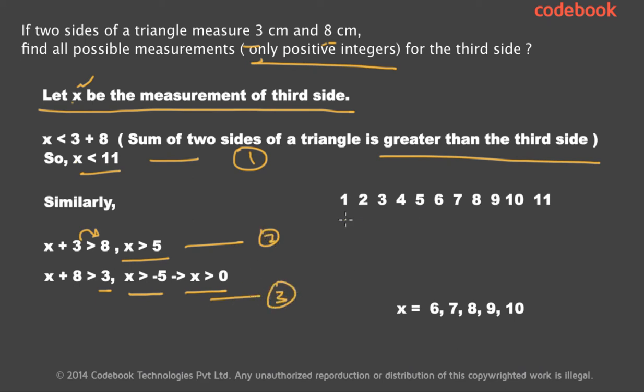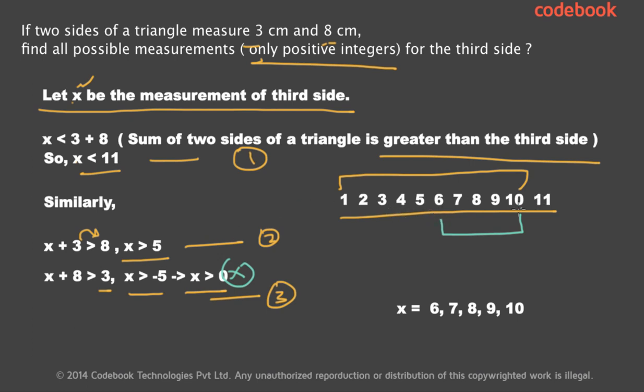So now let's consider this number line and try to identify where x lies. From the first relationship we have x less than 11. So x can take any values between 1 and 10. But from the second relation we have x is greater than 5. So x should be between 6 and 10. The third relation is x greater than 0, but we already have another relationship which says x is greater than 5, so this will not apply. So the only thing is x is greater than 5 and x is less than 11.